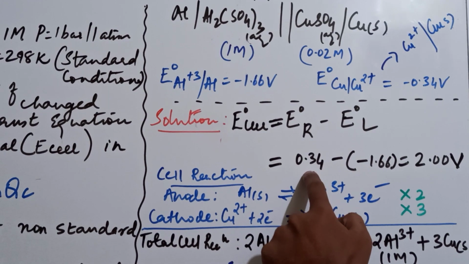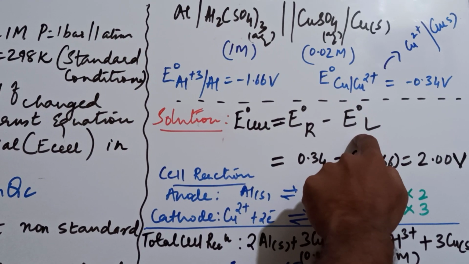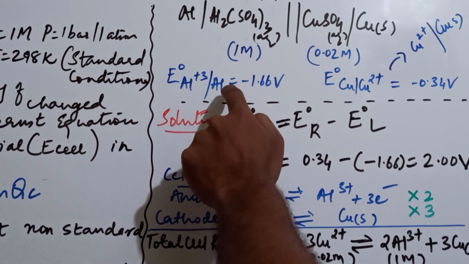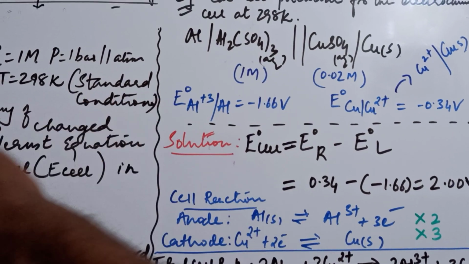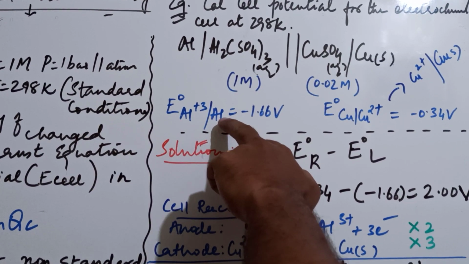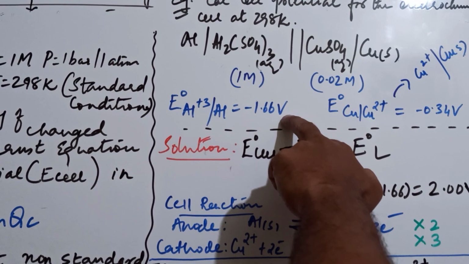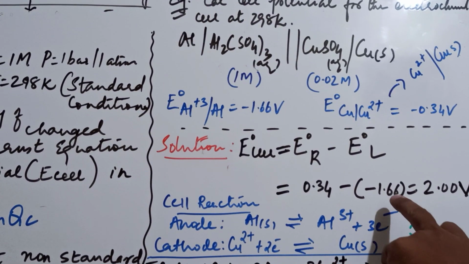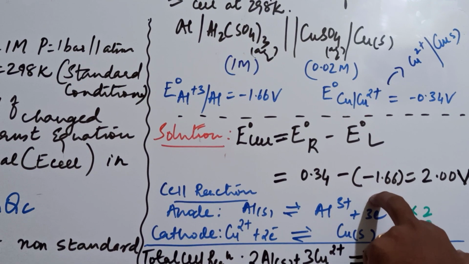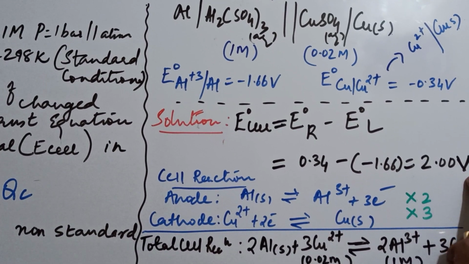This 0.34 volt minus. Now to the left side we have got aluminum. The value of aluminum, that is reduction potential, according to the textbook series, Al3+/Al is minus 1.66, no change in it. You put the value straightway there, minus of minus plus, you will get 2.00 volt.